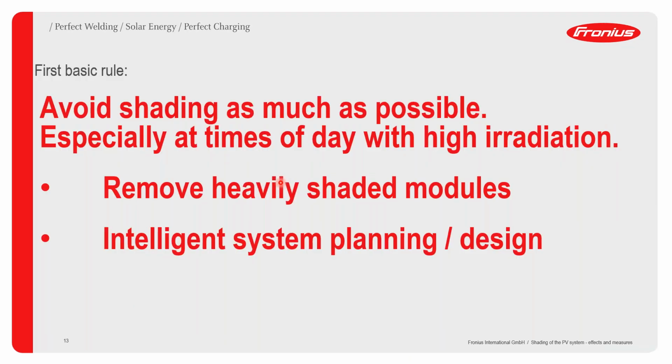As a first basic rule, as a summary, try as much as possible to avoid shading, especially at the time of day with high irradiation. If possible, remove heavily shaded modules from their installation point and move them to places or areas where there is a good amount of irradiation. At the end of the day, intelligent system planning and design is the key. You could do an assessment of the area.